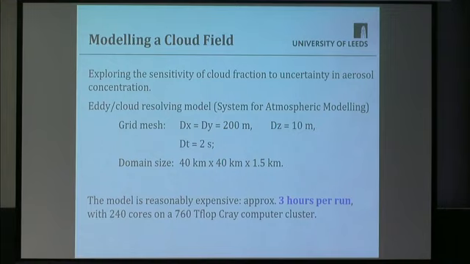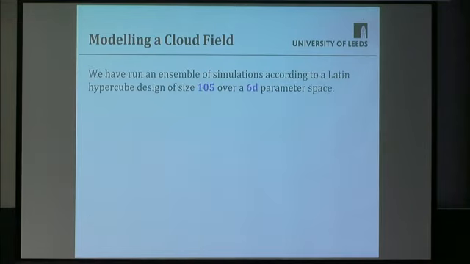But we're working on a cloud resolution model, which is working on a domain size of 40 kilometers by 1.5 kilometers. And we're running this model over a 12-hour modeling period as well. So if you're looking at about a time resolution of 2 seconds, and the grid mesh is relatively small in comparison to this, this is quite an expensive model, but with pretty small grid size as well. So expensive is the take-home message from that slide. So because it's expensive, we can only afford to run it 105 times.